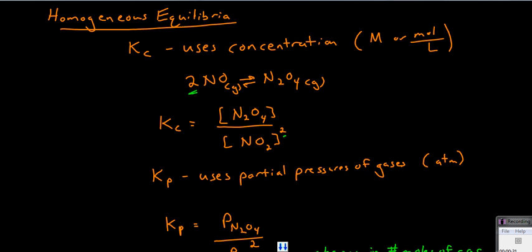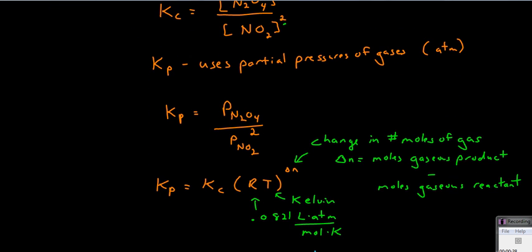But you also can sometimes use Kp. This describes the partial pressures of gases in atmospheres. So the pressure of the products over the reactants, where our pressures here are talking about just the partial pressures of the specific compounds. And of course, you can still see that we're using coefficients.